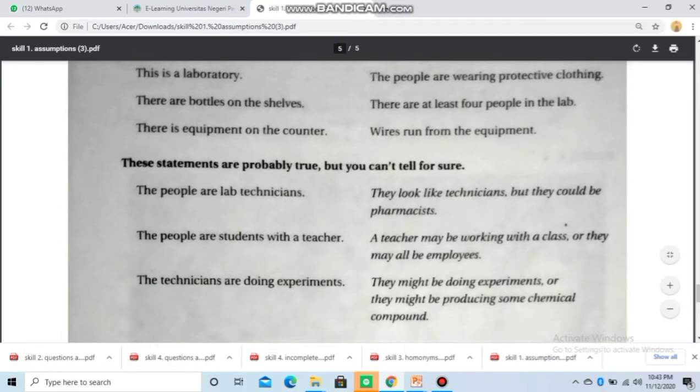The people are lab technicians. They look like technicians, but they could be pharmacists. The people are students with a teacher. A teacher may be working with a class, or they may all be employees. The technicians are doing experiments. They may be doing experiments, or they may be producing some chemical compound.